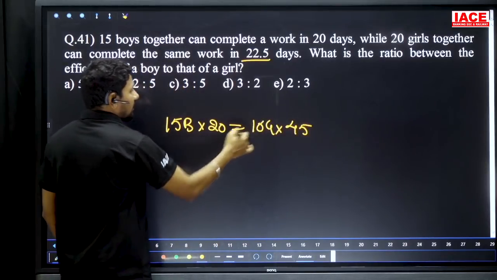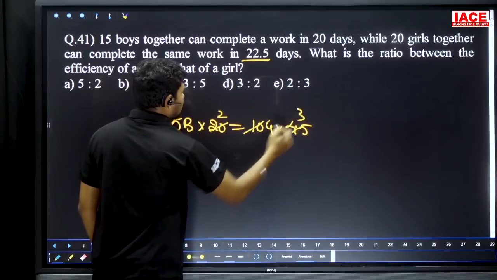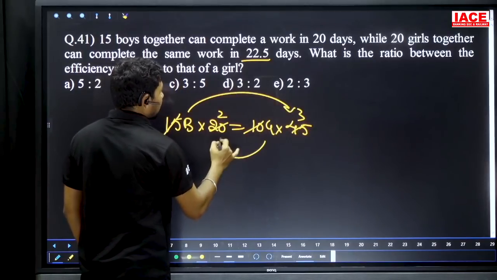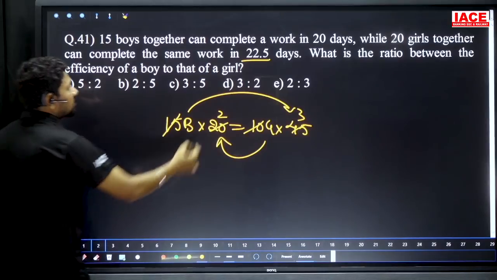So directly we'll calculate. It is 2, it is 3. And boys' efficiency is 3 parts, girls' efficiency is 2 parts. Then what is the ratio? 3 is to 2. Then option D here.